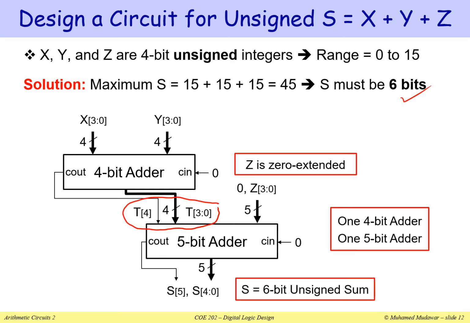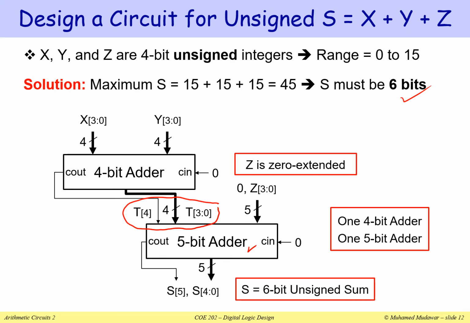So this will be an extra bit for the sum. Now the sum will consist of 5 bits: the 4-bit sum plus the carry out. So these are 5 bits in total. Now z is 0 extended to become 5 bits, and the second adder will be a 5-bit adder that will add t4 down to 0 with z. So that is the temporary sum.